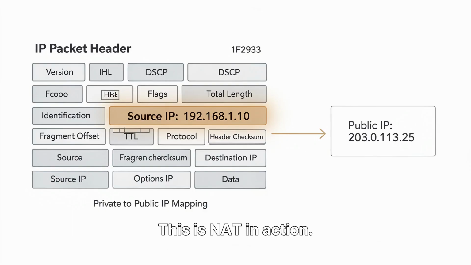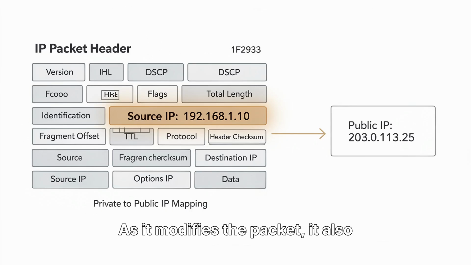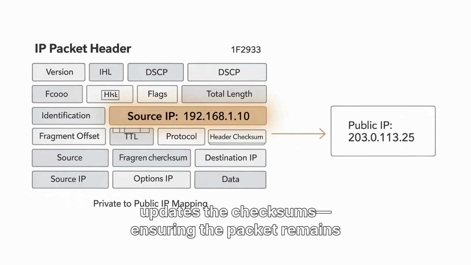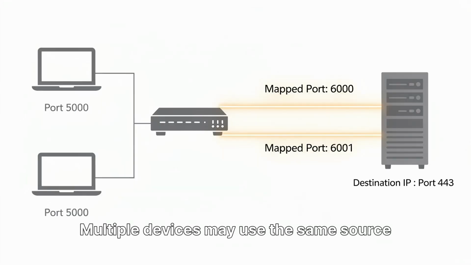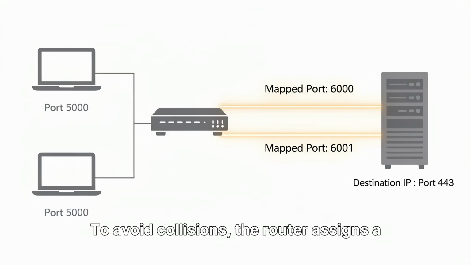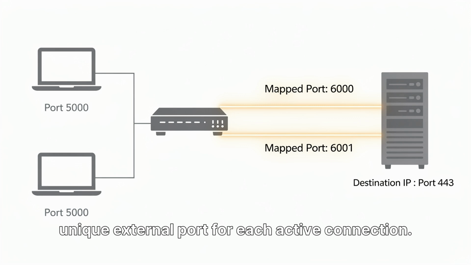This is NAT in action. The router replaces your private IP with its own public IP. As it modifies the packet, it also updates the checksums, ensuring the packet remains valid end-to-end. But there's a problem. Multiple devices may use the same source port. To avoid collisions, the router assigns a unique external port for each active connection.